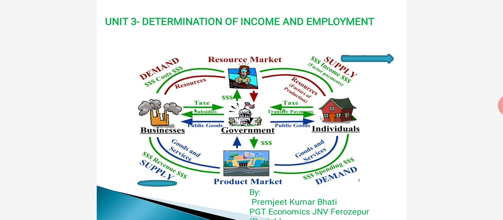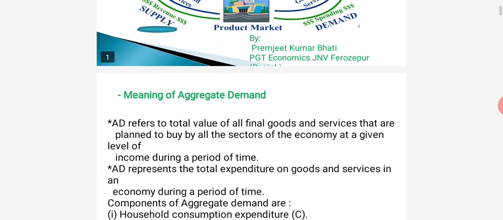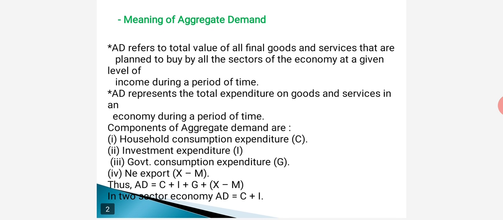We are going to discuss the third unit of macroeconomics, that is determination of income and employment. As you all know, this unit is asked for 12 marks in the board examination. So this is a big unit, but we will try to finish it on time. Let us start with the first topic in this unit, that is aggregate demand.